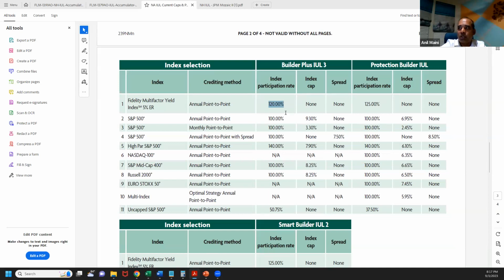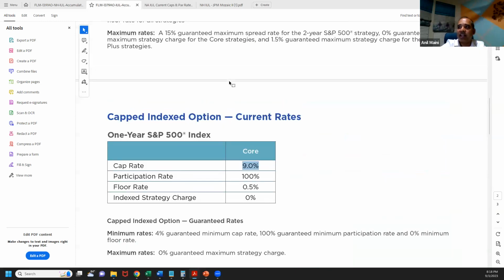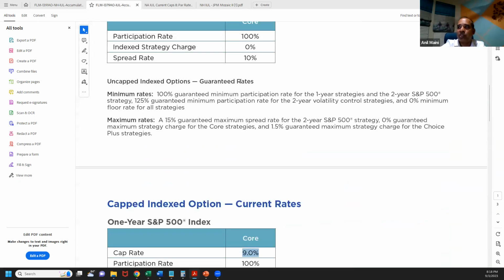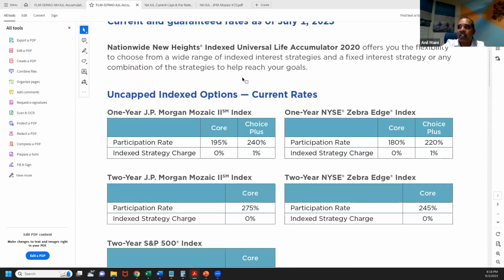Okay, so they don't have the fee concept. You cannot pay a 1% fee and increase the participation rate. They also have a high par S&P index, and they have 140% participation rate, but nothing more than that. So these indexes have really good participation rates. That's why these are more attractive.